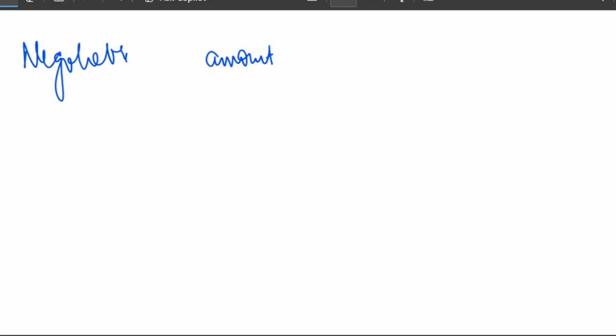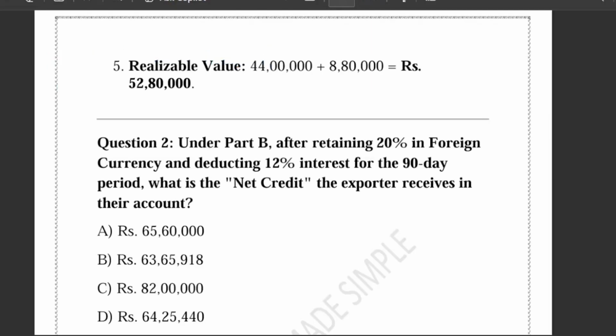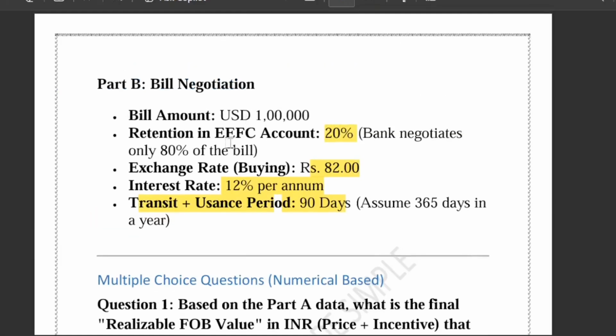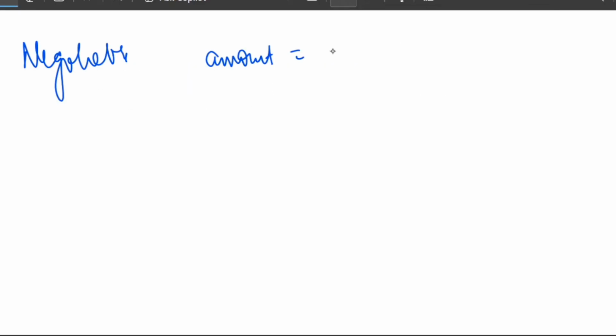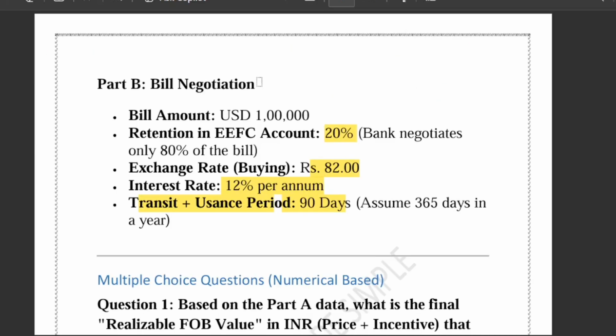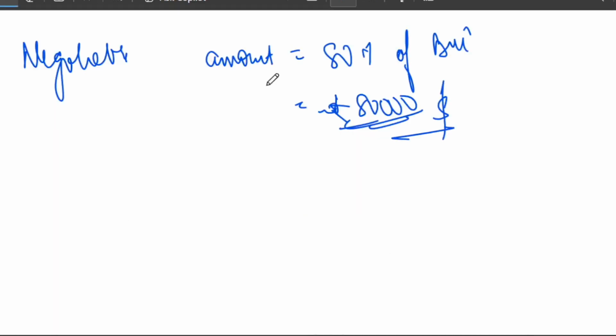So first of all, let's compute the negotiable amount. So how much is the negotiable amount? Clearly they have mentioned in the question that the bank negotiates only 80%, right? You can see only 80% the bank negotiates. So that is 80% of the bill. And how much is the bill amount? 1 lakh. So that is 80,000. Not rupees, it is dollars. $80,000. That is the negotiable amount.